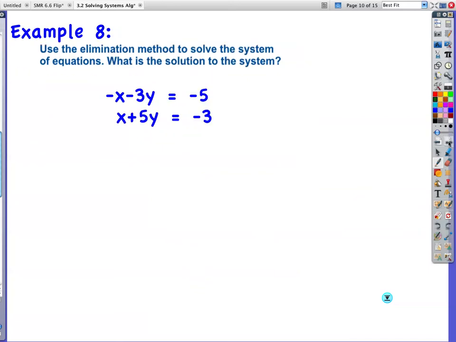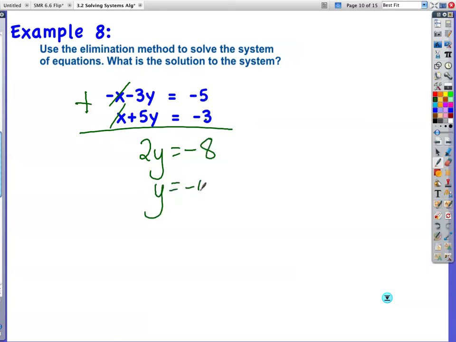All right, let's try another one. Example 8. This one already sets up. Look at, if I put a big plus sign here, and if I add column ways, I don't have to switch any signs because the -x and the x will automatically cancel. So this is gone. -3y plus 5y is 2y. -5 plus -3 is -8.